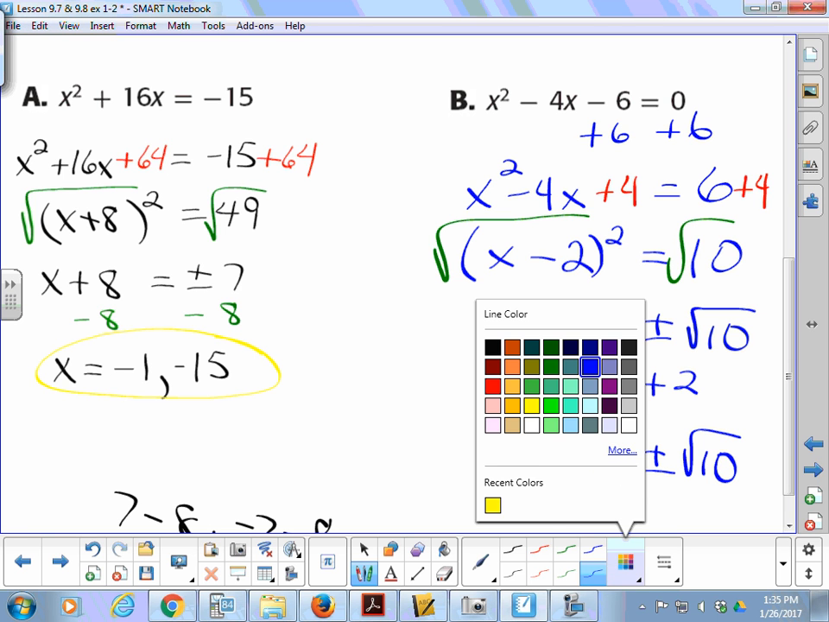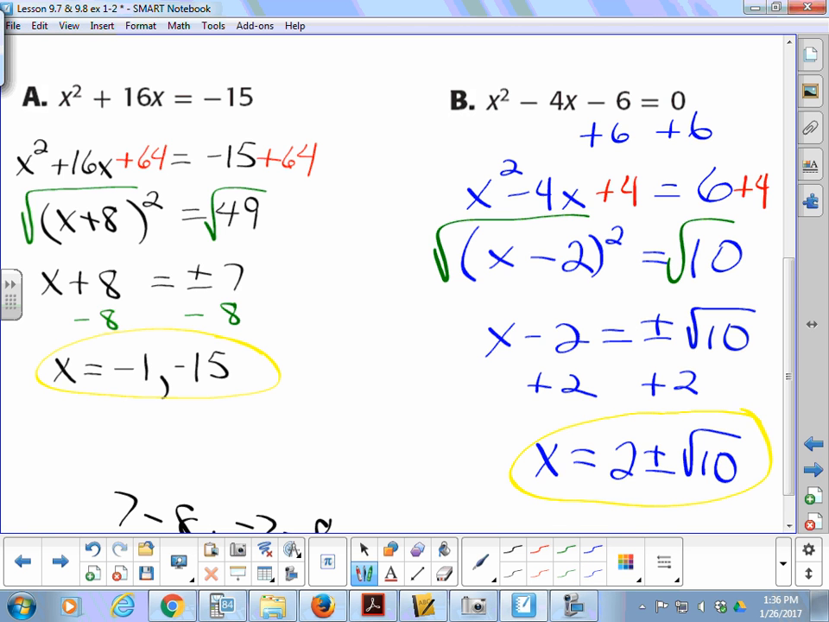So you've got your assignment. There's only a few of them. Tomorrow, our focus is going to be almost completely on completing the square, so you get lots of practice with it.